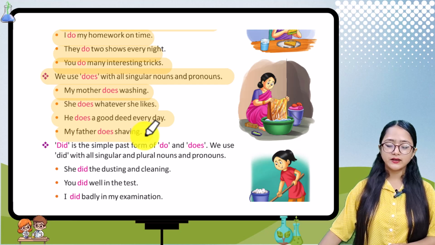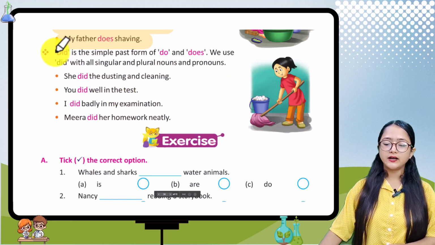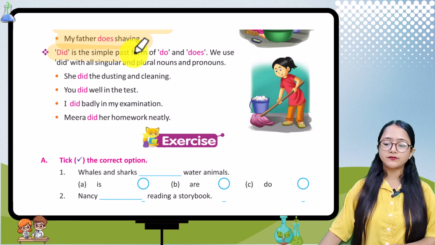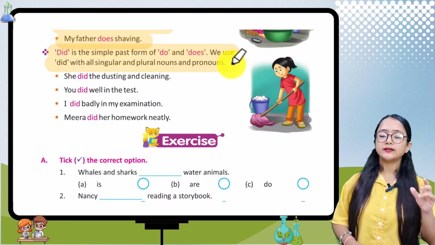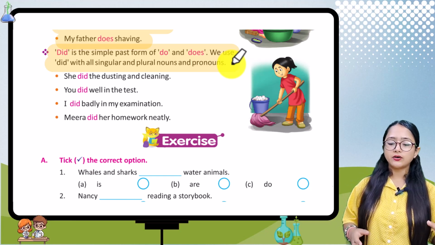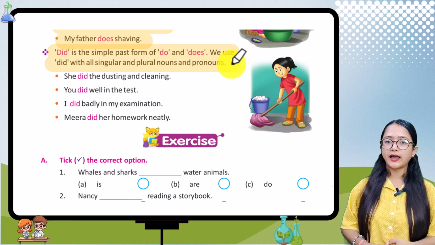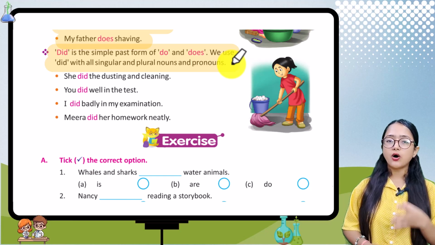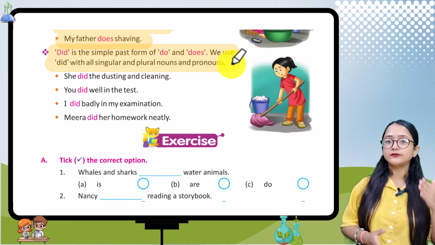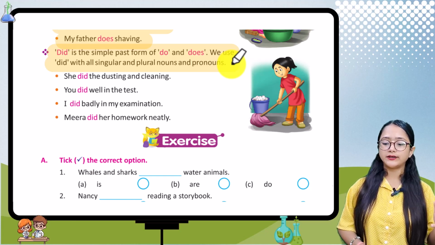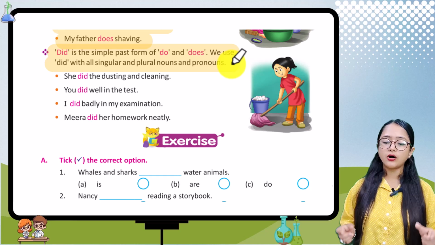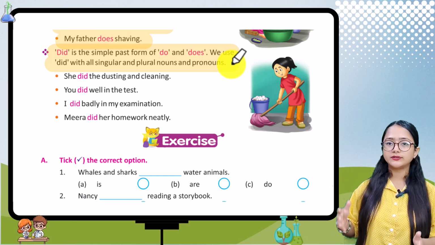Now let's talk about did. Did is the simple past form of do and does. Like the word had, did is also the simple past form of do and does, and we use did with all the singular and plural nouns and pronouns.